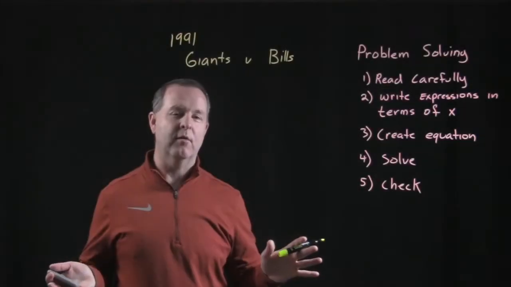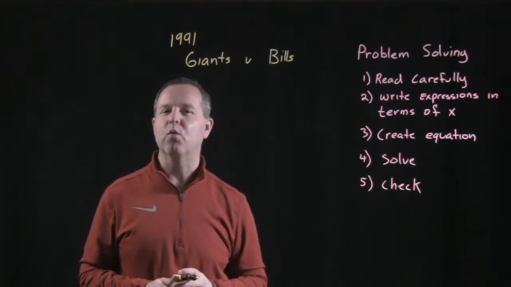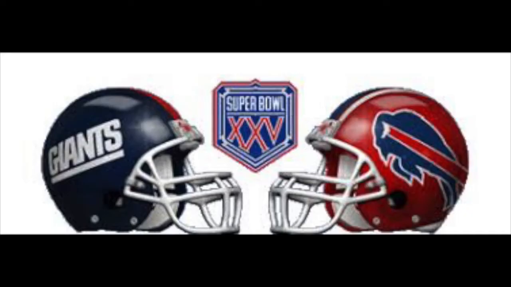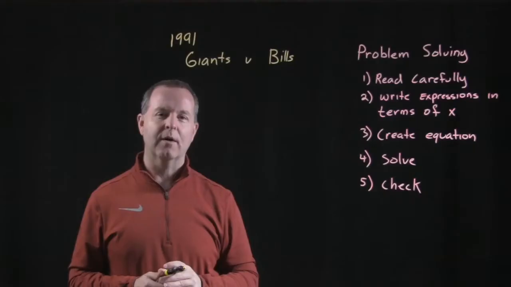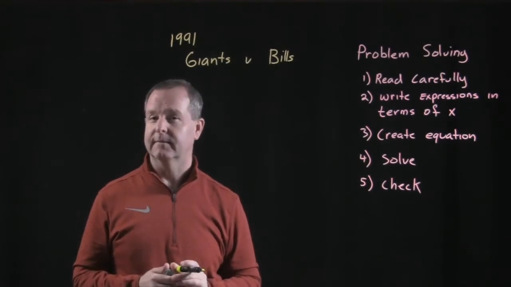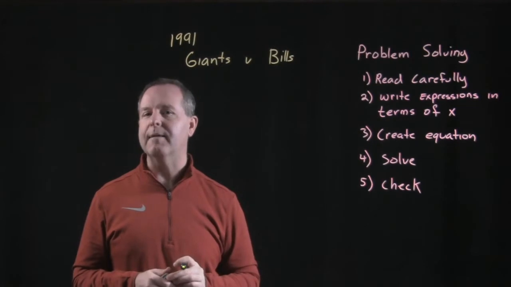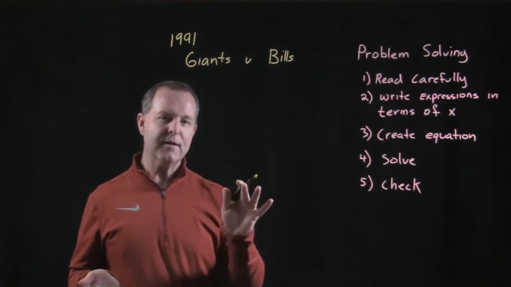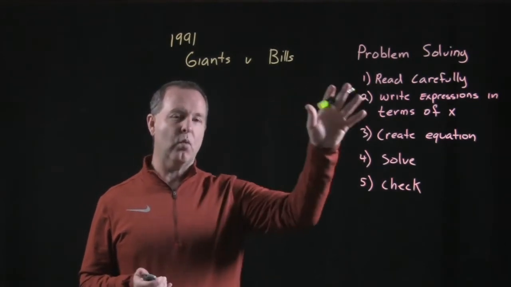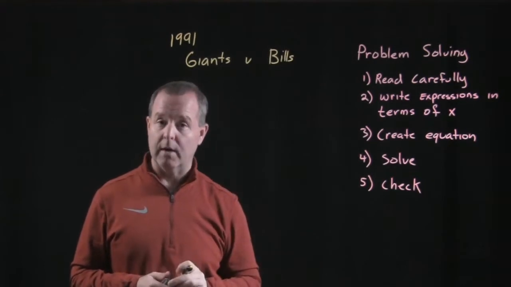Now, many of you probably don't remember 1991, the 1991 Super Bowl, Giants versus the Bills. Great game. I think it's the only game where the winning score was by 1 point. And I think I remember that they scored a total of 39 points. So based on that information, can we develop a word problem to figure out what the score was of that game?